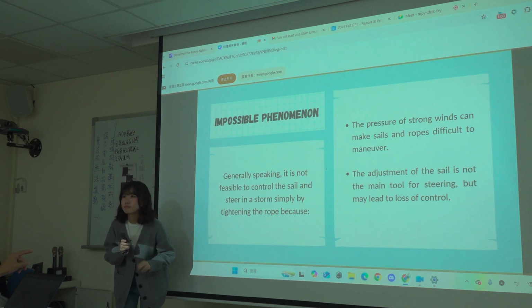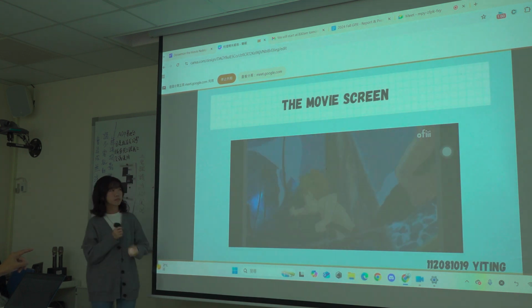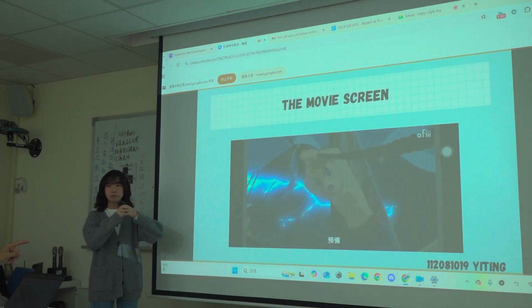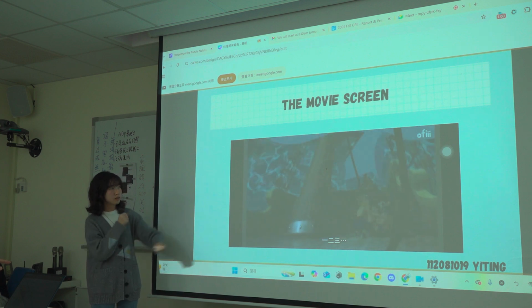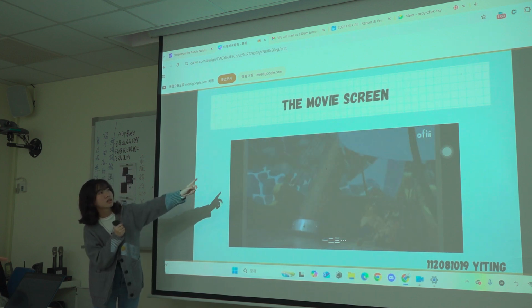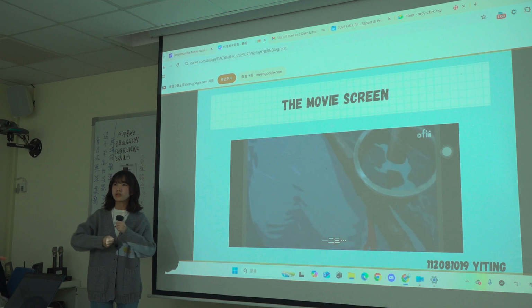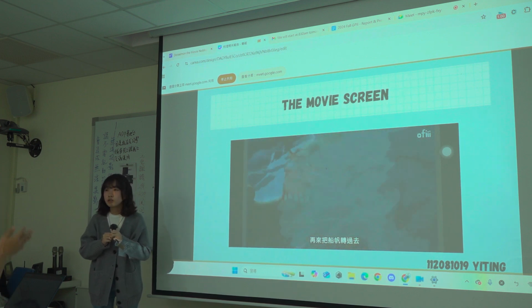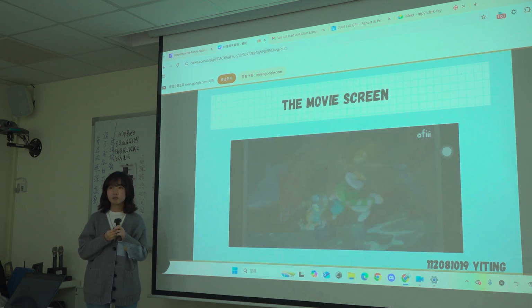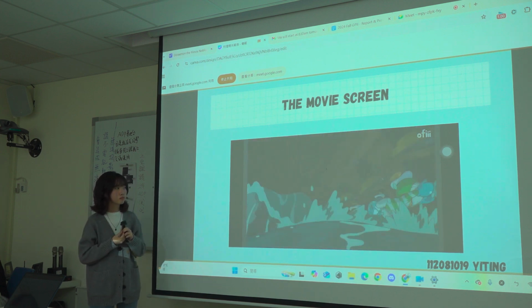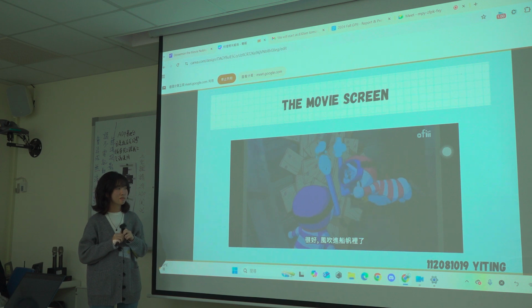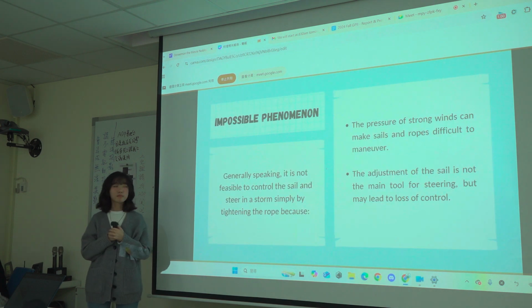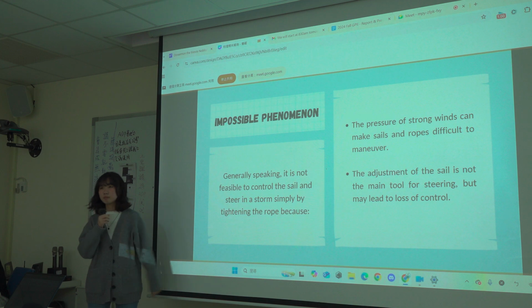So can I see the movie again? Okay, so they are using the rope to tie the sail to control the direction. So they're pulling a rope, changing a direction. Okay. And it's impossible.